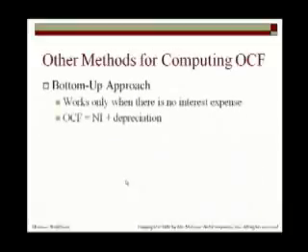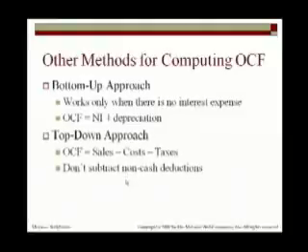I mentioned earlier we're going to talk about 3 different ways of calculating operating cash flow. The first is a bottom-up approach, and this will only work when there's no interest expense, and we're going to assume that there's going to be no interest expense in our projects. So the operating cash flow is equal to net income plus depreciation. The second method is called the top-down approach. Here we take the sales, we subtract the cost. Now in that cost, we don't include depreciation. And then we subtract out taxes. And that's the method that was used in the Baldwin Company slides that we looked at earlier.